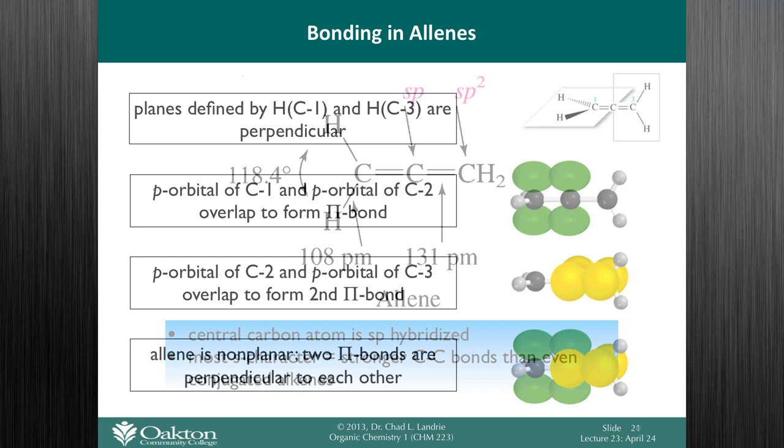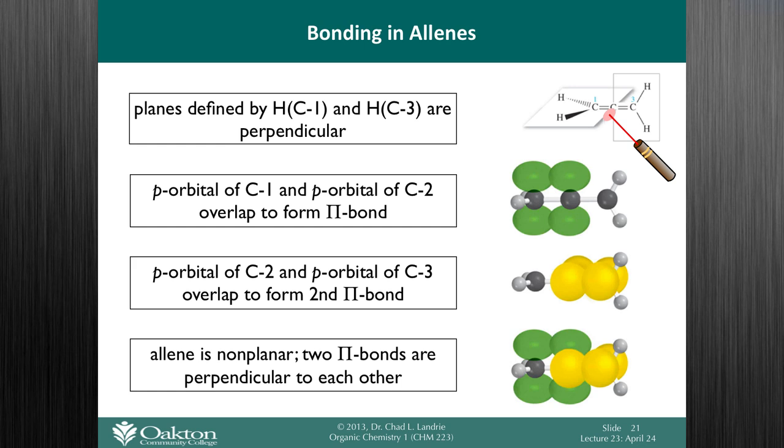Allenes do not have any major conformations because I can't rotate around either carbon-carbon double bond in the system. However, it does lead to some unique configurational structures for allenes. We can see that the CH2 group at carbon 1 forms a plane which is perpendicular to the plane formed by the CH2 group at the other end of the allene.